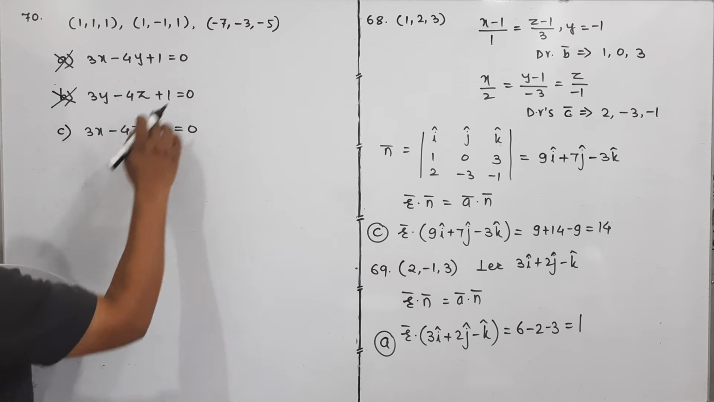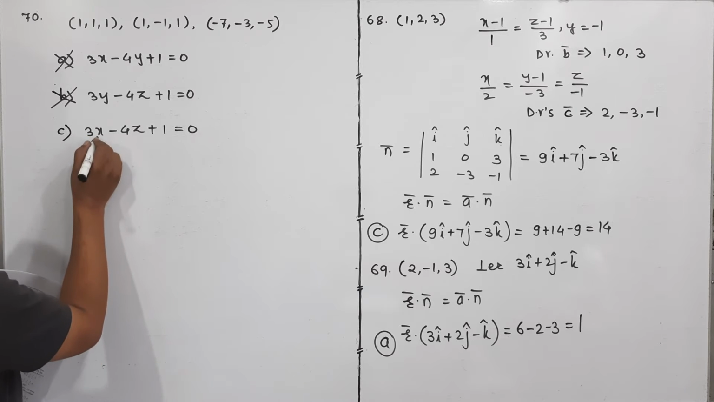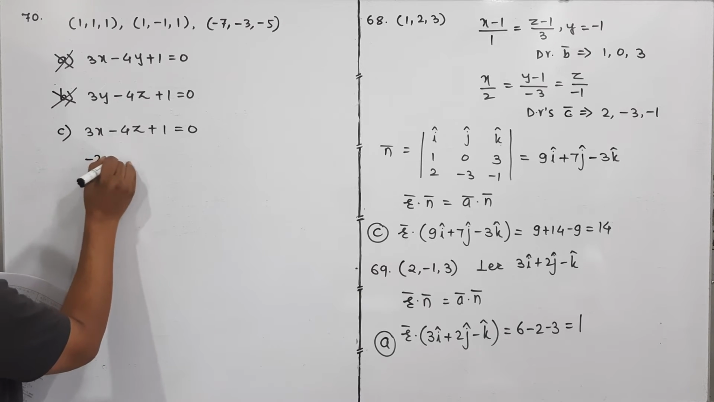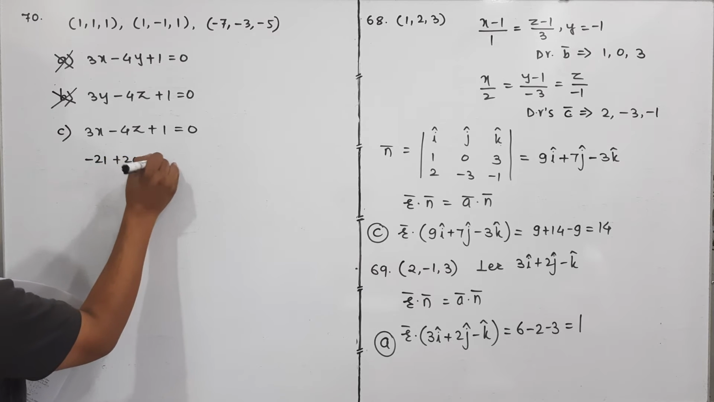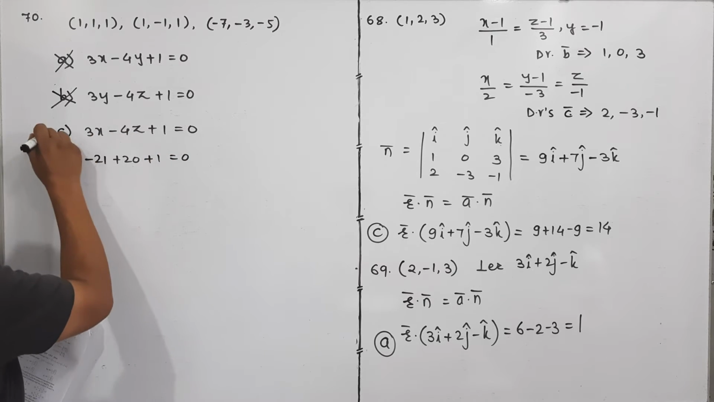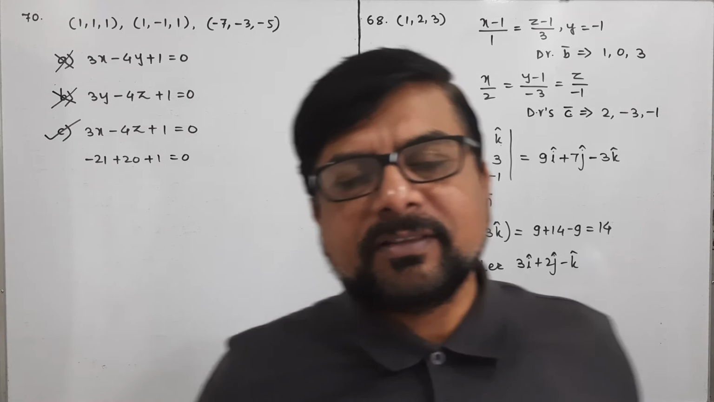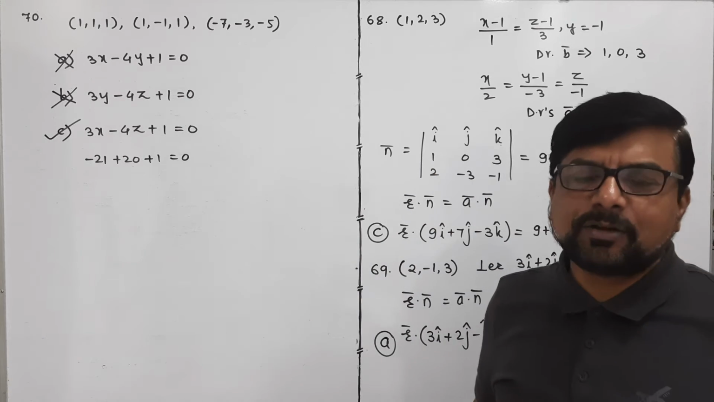Check for this point. 3 into -7 is nothing but -21 + 20 and +1 is also 0. Means option C is satisfied by all the 3 points given. Therefore option C is your correct option.